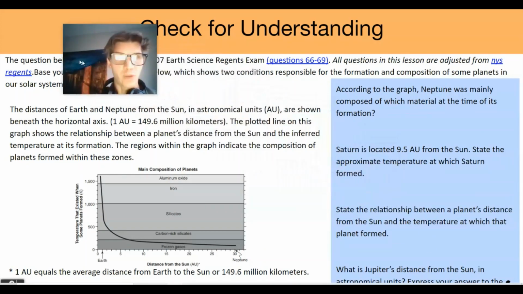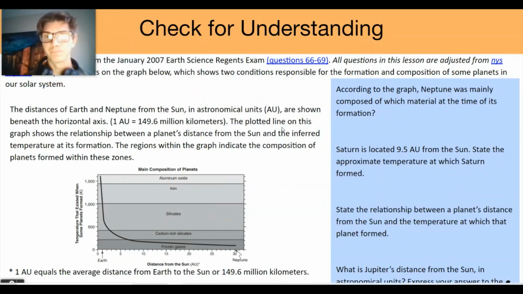So let's take a look at the questions that are related to this graph. It says, Neptune was mainly composed of which material at the time of its formation? Well, we can see Neptune right over here at its distance from the sun, and the composition shown in the middle. So we see frozen gases. Saturn is 9.5 AUs, so that would be right in between. These are counting by 1 each increment, so 9.5 right in between 9 and 10.